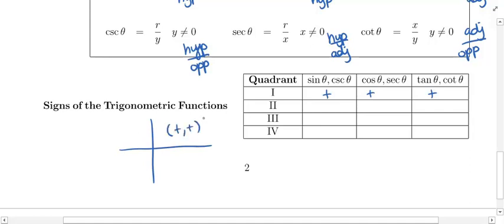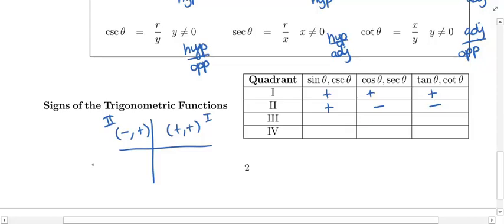In the second quadrant, you have negative x values and positive y values. Since sine is the y value, sine is going to be positive, so your cosecant will also be positive. The x coordinate is negative, and that's associated with your cosine value, so your cosine and secant will be negative in the second quadrant. Remember tangent is sine over cosine, so that's positive divided by negative. So tangent and cotangent will be negative in the second quadrant.